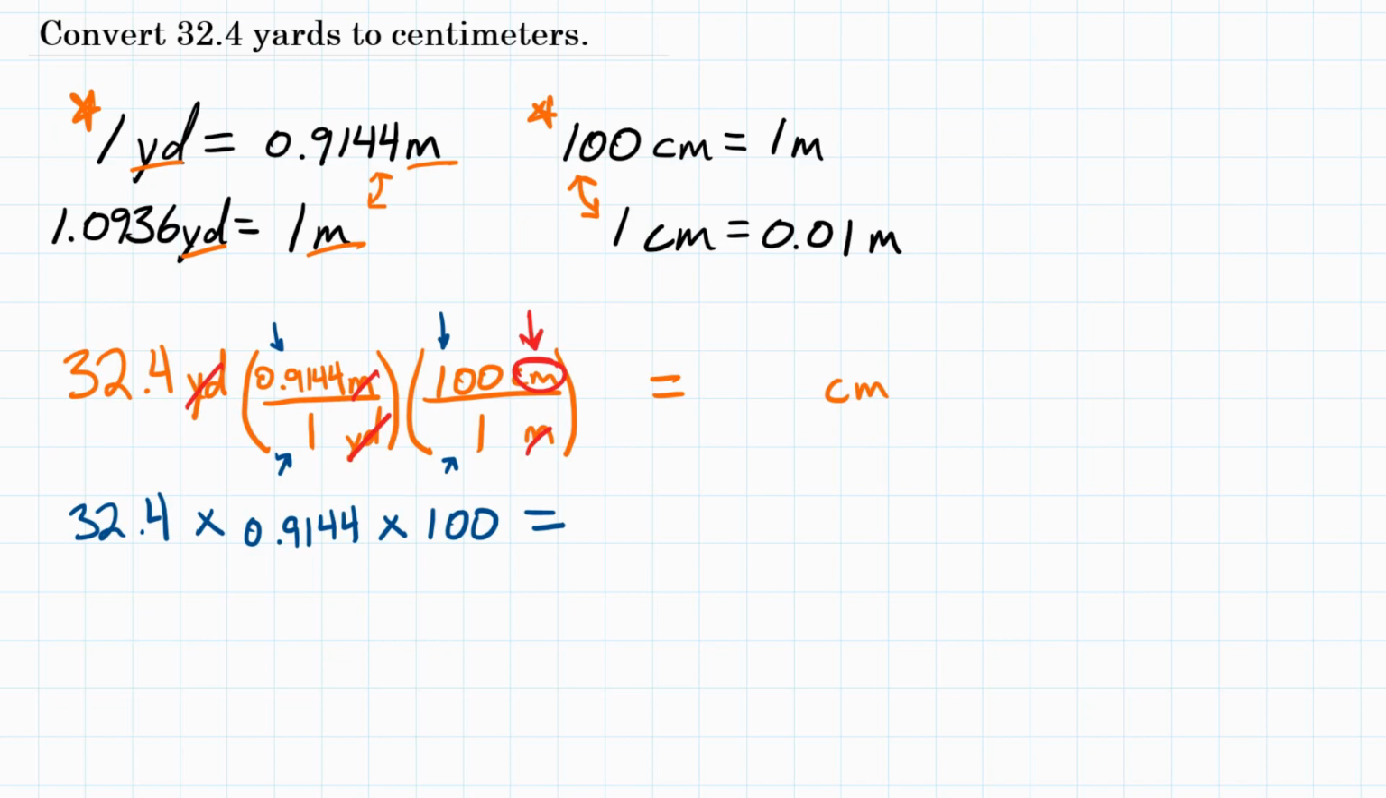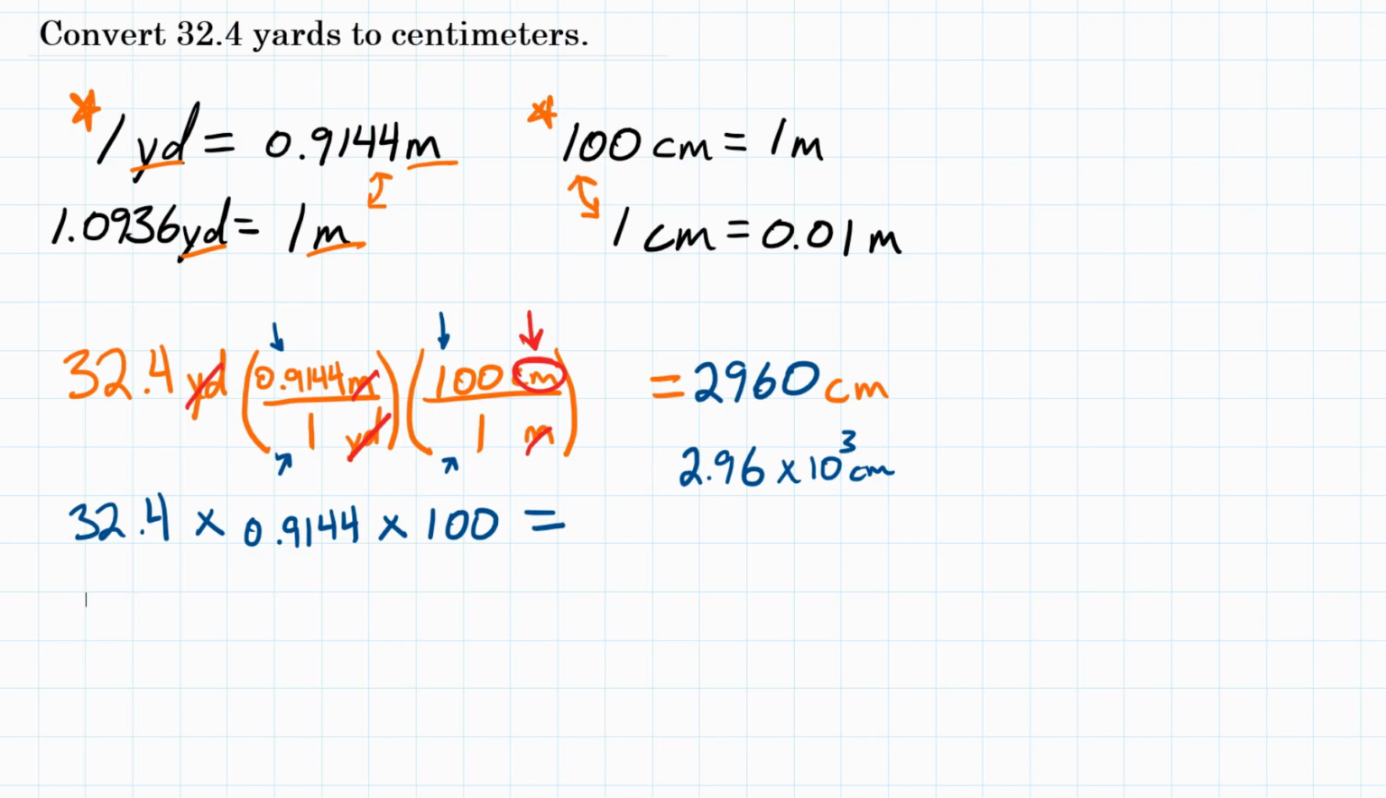2,962. Let's round that to 3 significant figures, so that would actually be 2,960 centimeters. If you wanted to put that into scientific notation, that would be 2.96 times 10 to the third, and again, centimeters. All right, so there's how you would solve this problem.